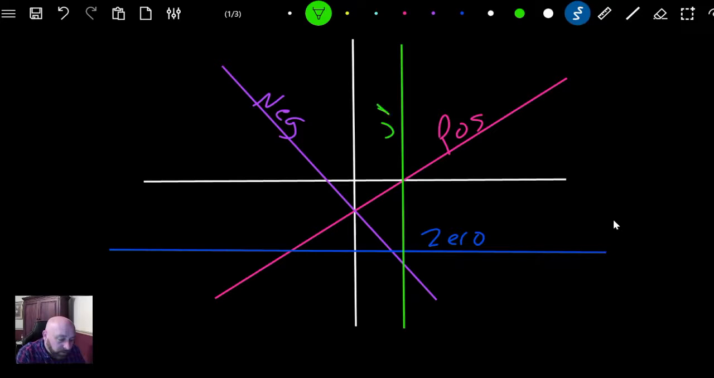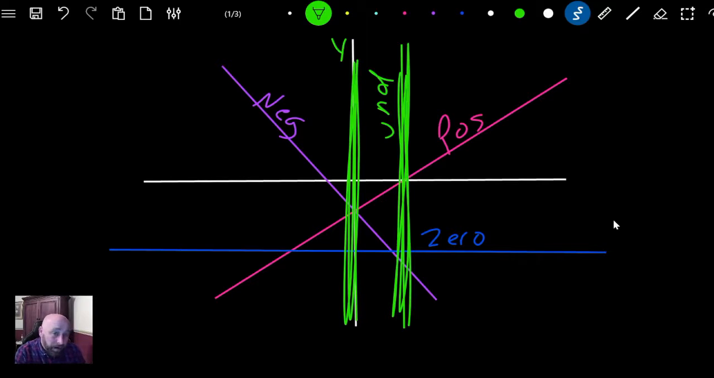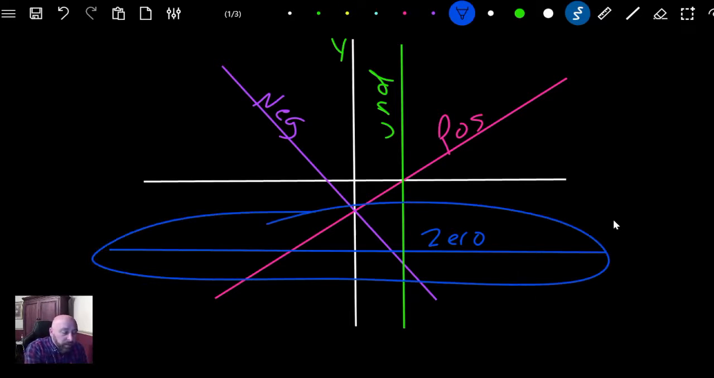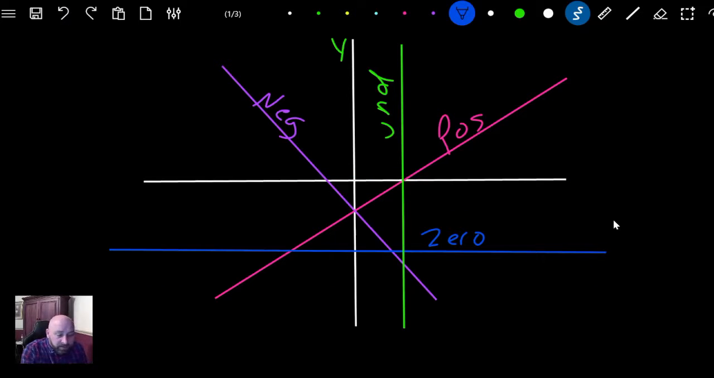I'll write that UND, undefined. Now, notice something about the undefined. Remember, this is the y-axis, right? Notice that the y-axis itself is undefined. It is parallel, all right, with this other line over here. It is vertical. Since it's vertical, the y-axis itself is an undefined slope. On the other hand, if you come over here to this blue one, the blue one is parallel to the x-axis. This axis right here, we'll call this the x-axis. And so notice that the x-axis is zero slope because it is a horizontal line.